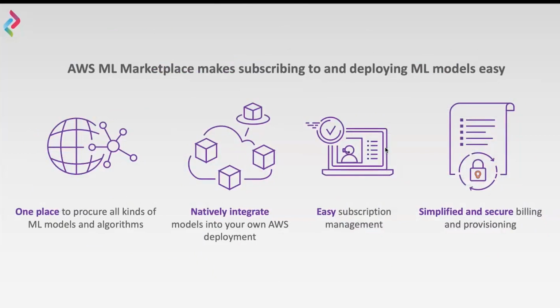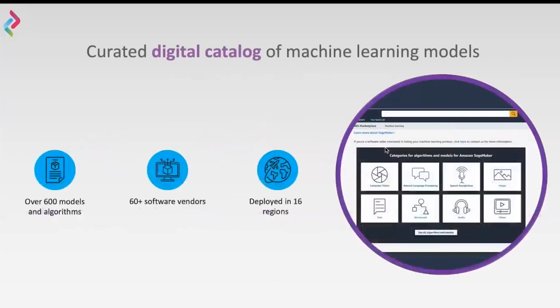It's very easy to manage these subscriptions from multiple models that you subscribe to. And AWS Marketplace manages the billing and the metering behind the scenes so that you can easily pay as you go to use these models, or you can ask for a private offer, which is a long-term contract from any of these sellers. Currently, we have about 600 plus machine learning models and algorithms, and 148 of those are from Mphasis. And we have about 60 plus software vendors deployed across 16 plus regions.